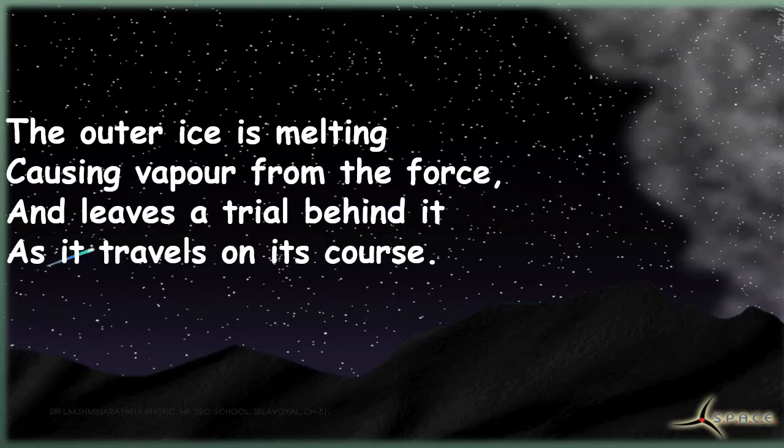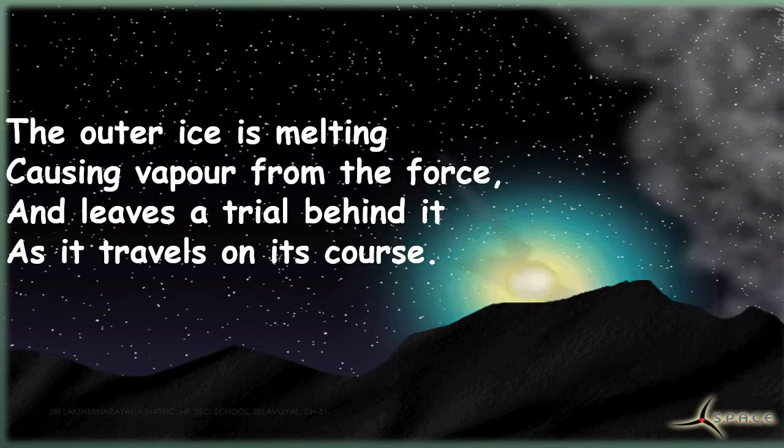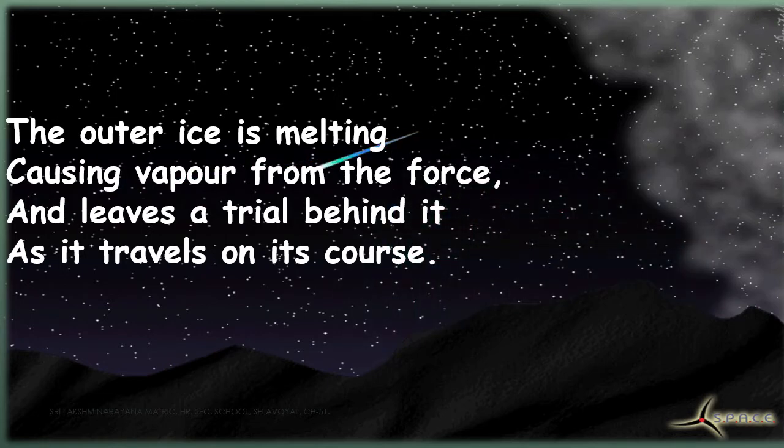Here is the third stanza. The outer ice is melting, causing vapor from the force, and leaves a trail behind it as it travels on its course. Here the poet discusses the falling comet scientifically and identifies the scientific reason for the trail that it leaves behind it. He says that the melting of ice on the outer surface of the comet results in the formation of a trail on its way.